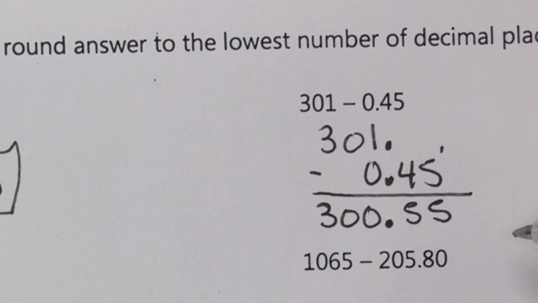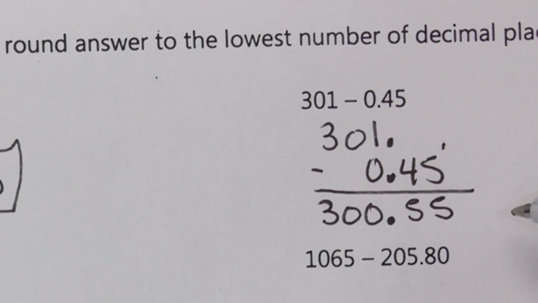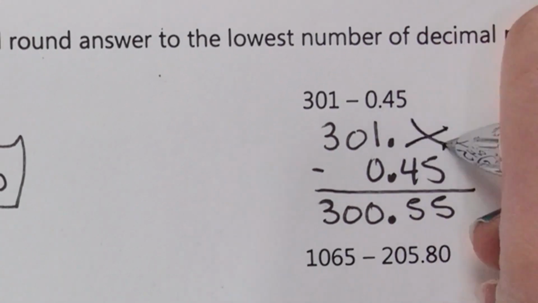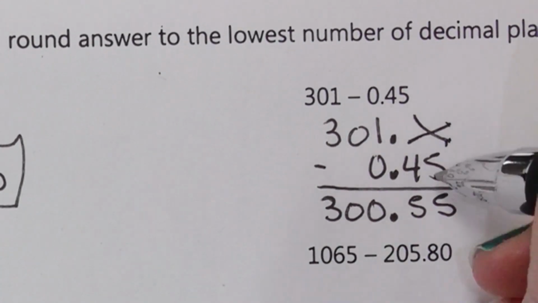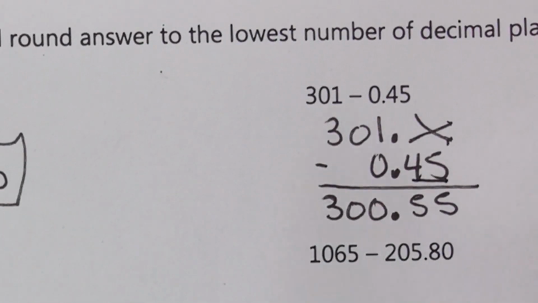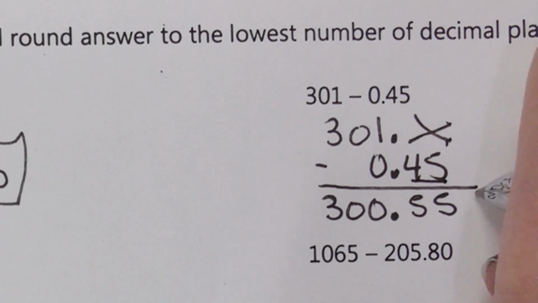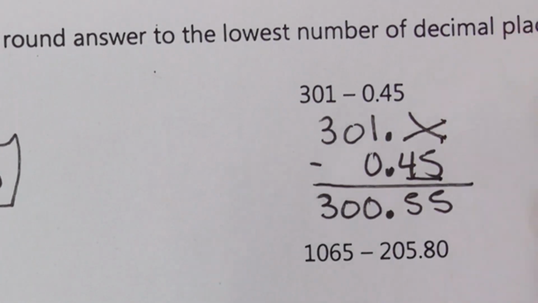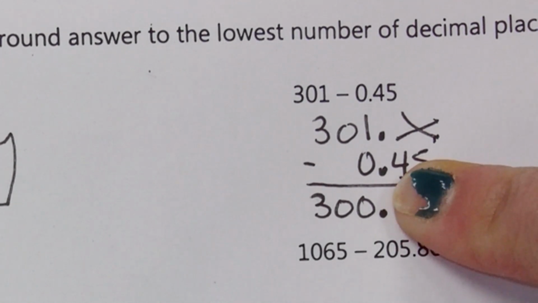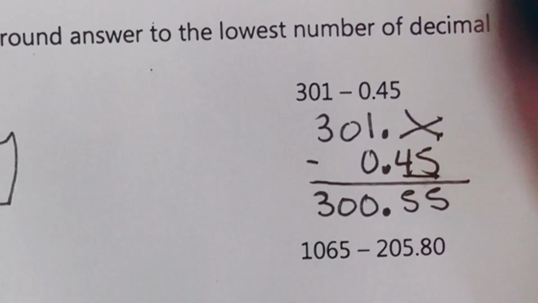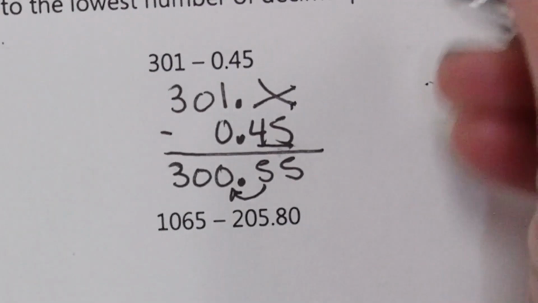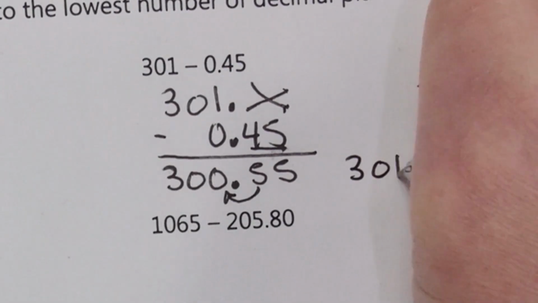Now, we again look at decimal places. 301 had no decimal places. 0.45 has 2. So 0 is less than 2. So I have to take off the decimal places here. So if I take off the decimal places, I get a 300. But in math, we always go out 1. So in this case, that 5 is going to round the 300 to a 301.